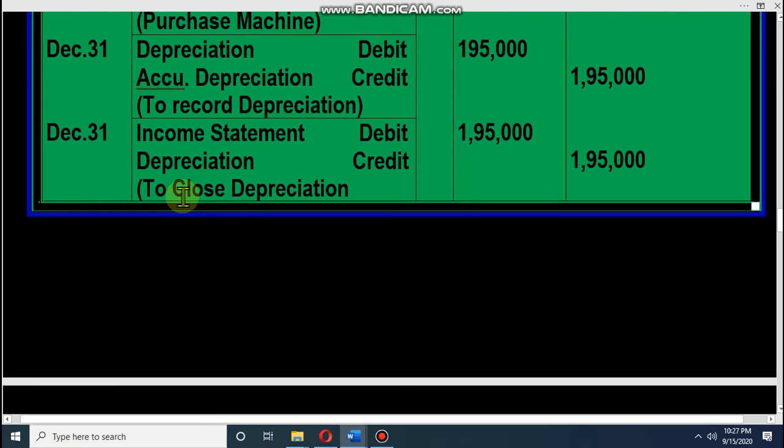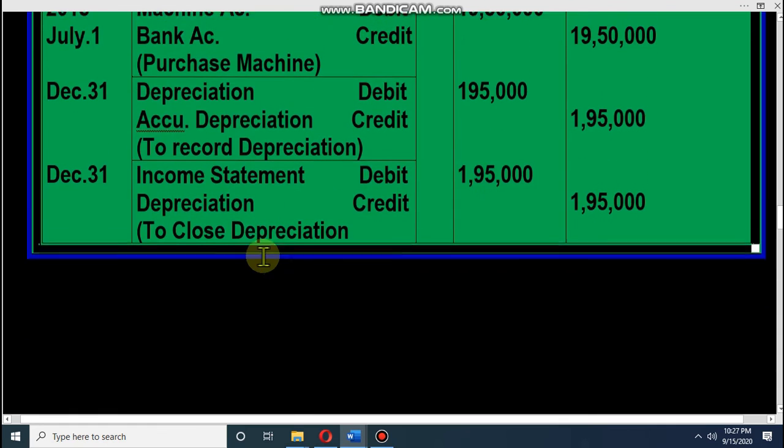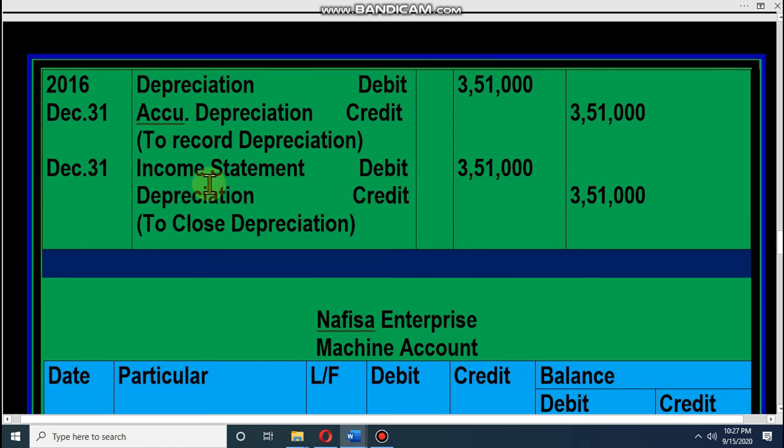Then next journal: income statement debit, depreciation account credit, to close depreciation. That means we have to charge depreciation in the income statement. You know that in the financial statement chapter we learned all depreciation will be operating expenses in the income statement. So income statement debit and depreciation credit. That means this depreciation account is closed by these entries. So this year the journal is over, and dear student, you know that every year the same journal we have to repeat. So now journal for 2016.